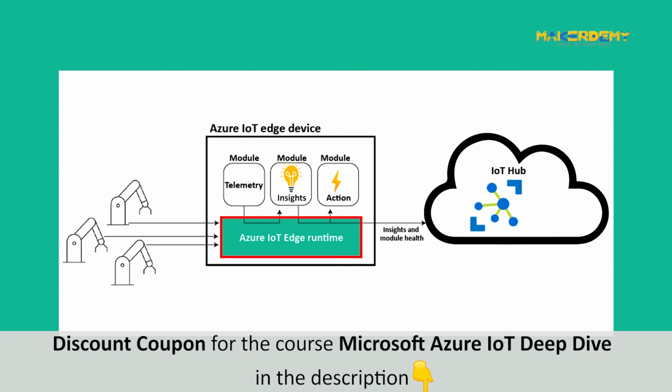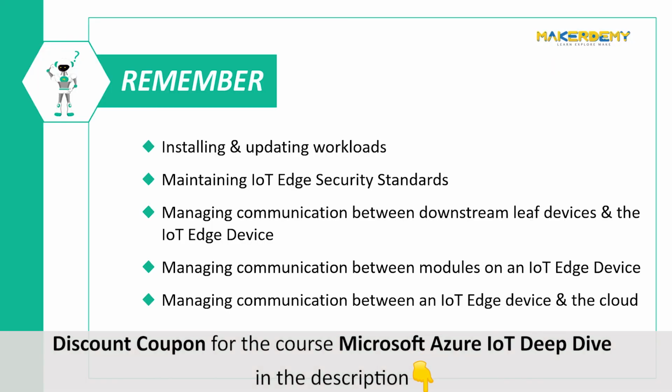IoT Edge runtime runs on each IoT Edge device and manages the runtime and communication for the modules deployed to each device. IoT Edge runtime ensures that the modules are always running and reports module health to the cloud. The runtime performs several functions such as installing and updating workloads, maintaining IoT Edge security standards, managing communication between downstream leaf devices and the IoT Edge device, managing communication between modules on an IoT Edge device, and managing communication between an IoT Edge device and the cloud.